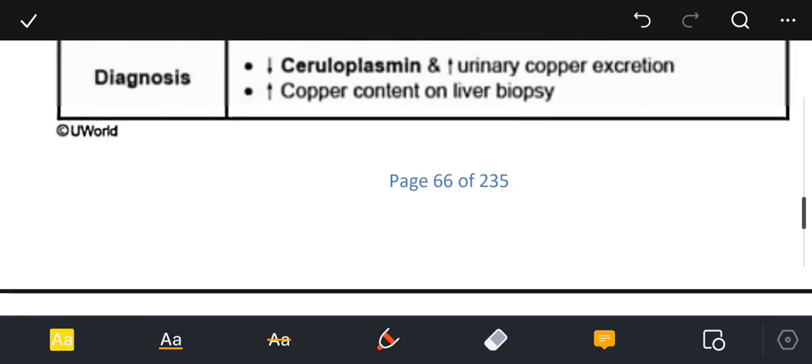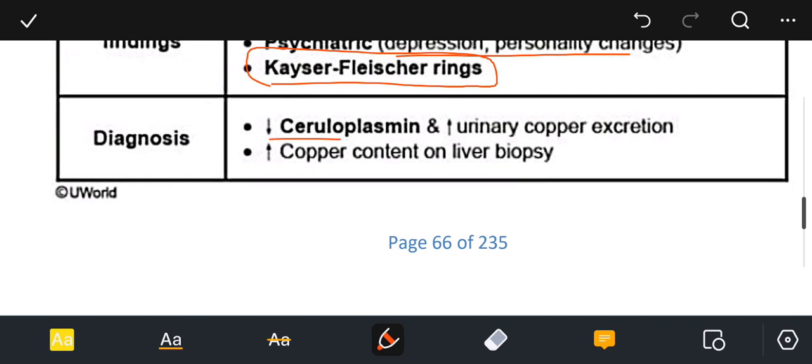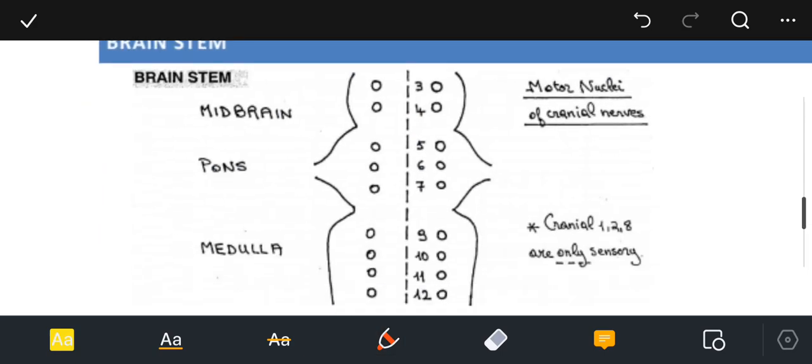Then the diagnosis is made by decreased ceruloplasmin, which is a copper carrying protein, because ceruloplasmin is not free in the circulation, and when there is too much copper, the body decreases the expression of ceruloplasmin and the ceruloplasmin concentration decreases. Also increased urinary copper excretion, increased copper content on the liver biopsy, and slit lamp examination can also be done to visualize the Kayser-Fleischer rings.